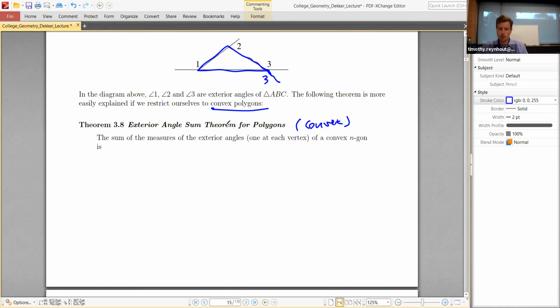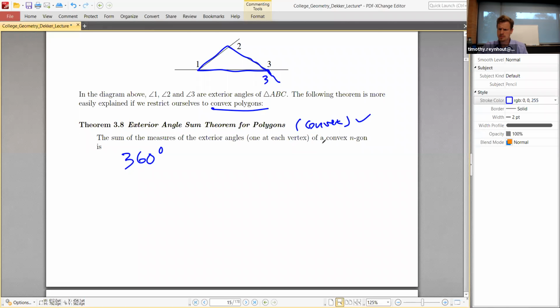But this actually holds for convex or non-convex polygons. So the sum of the measures of the exterior angles, one at each vertex, of a convex n-gon is 360 degrees. So it actually says that they have to be convex. I didn't catch that at first. So we'd have to look a little bit further for the non-convex.